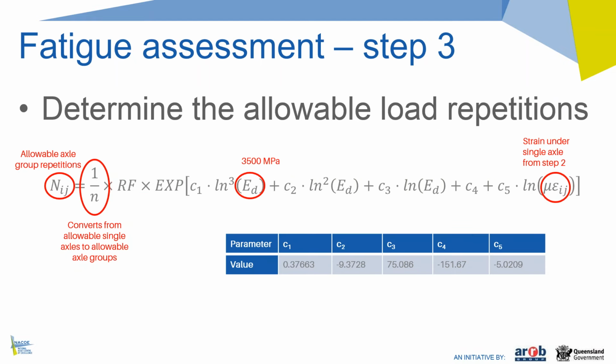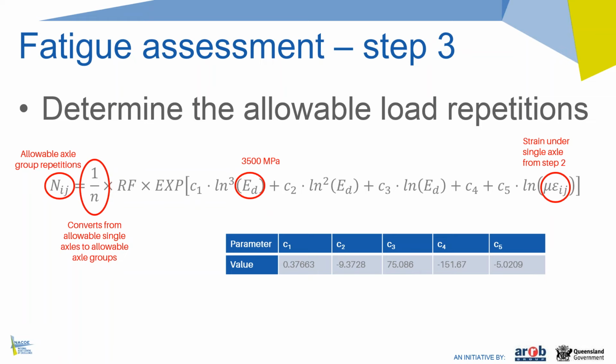So step 3, determine the allowable loading, in this case using the mix-specific fatigue relationship, which is shown there. So we've got the relationship, we've got the C1 to C5 factors which have been determined using the method Eric discussed yesterday. ED is the design modulus, so 3,500 MPa for our asphalt mix. We're using strains under a single axle from step 2, which is the very last term in that equation.